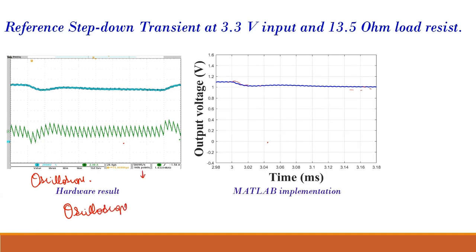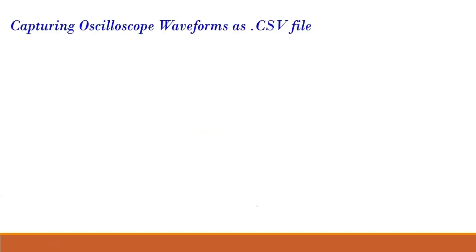This is the data in the oscilloscope. We have to take it in our pen drive, and then we have to plot it in MATLAB. Okay, this is what is done. So that will be shown in the next part.